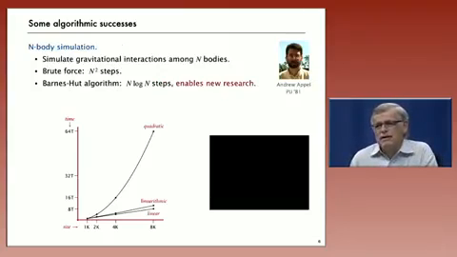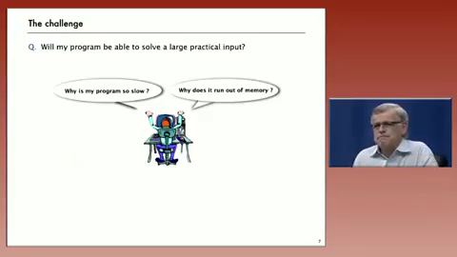Another example was developed by Andrew Appel, who's now the chair of computer science here at Princeton, when he was an undergraduate for his senior thesis. It's a fast algorithm for the n-body simulation problem. The easy algorithm takes time proportional to n squared, but Appel's algorithm was an n log n algorithm that again meant that scientists can do n-body simulation for huge values of n, and that enables new research.